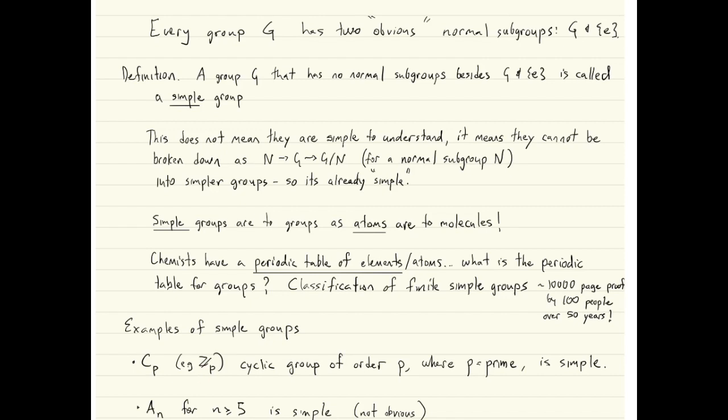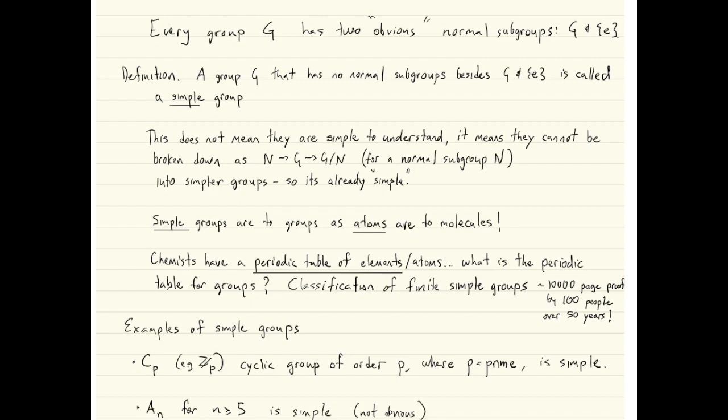We can use Lagrange's theorem to see why. If Z_p had a subgroup, its size would divide p, but the only numbers dividing p are 1 and p, and so the only subgroups of Z_p are the subgroup consisting of the identity element and the subgroup consisting of p elements, which is the entire group. So it was fairly easy to see that Z_p, where p is a prime, is a simple group. It has no normal subgroups besides the obvious ones.